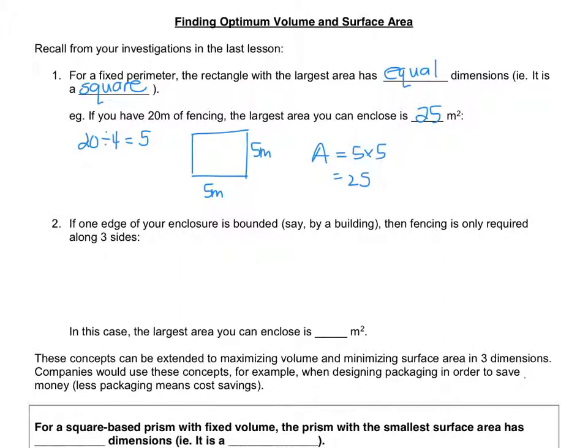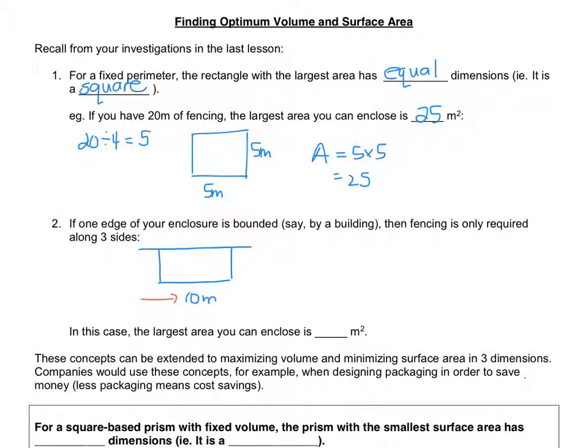Then in a later part of that investigation, you were looking at what would happen if one side of the enclosure was bounded, so say along the side of a building, and then we want to enclose this area here. So when you only require fencing along 3 sides, what we do is we take half of the fencing and put it along the length. So if we had 20 meters altogether, we would put 10 meters here.